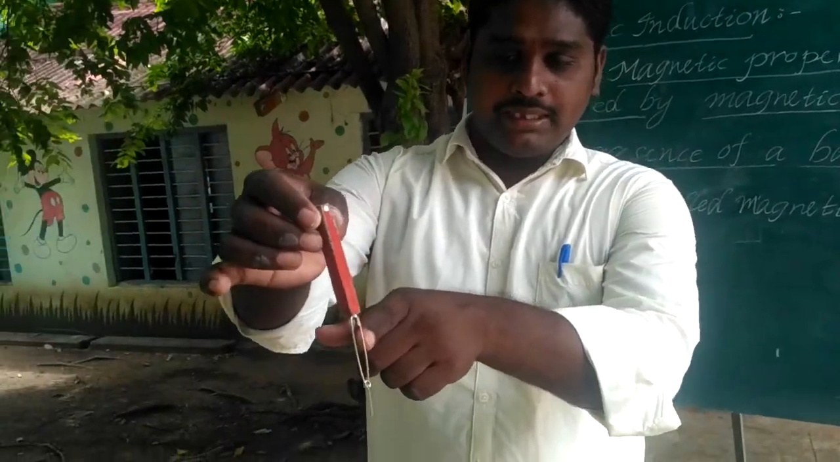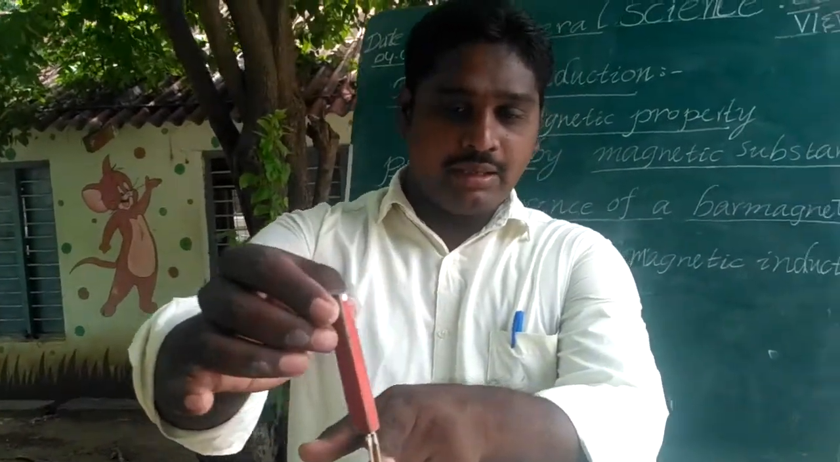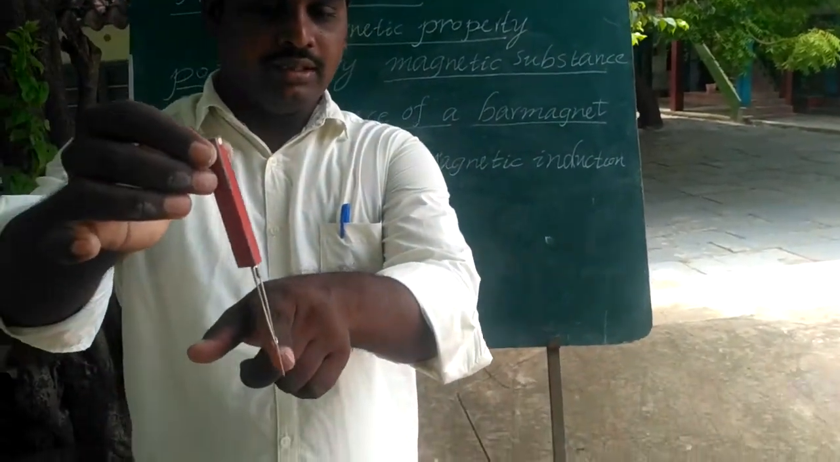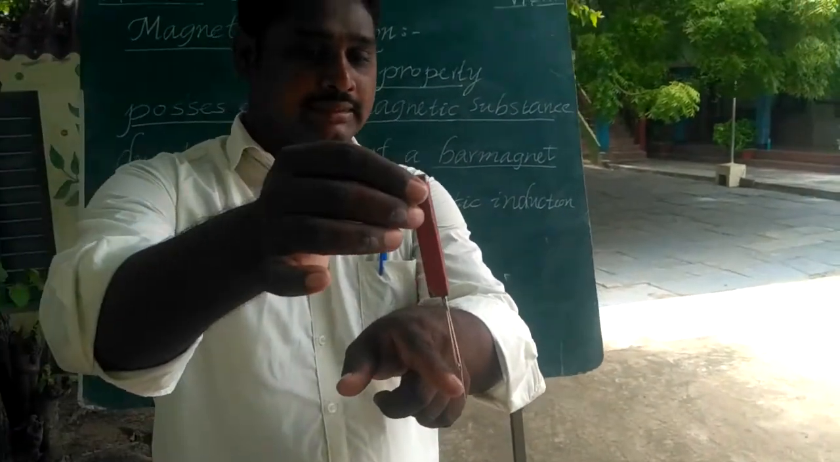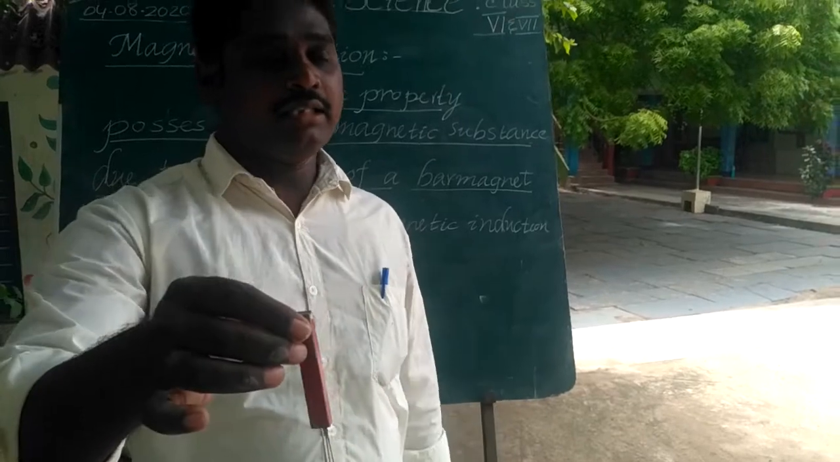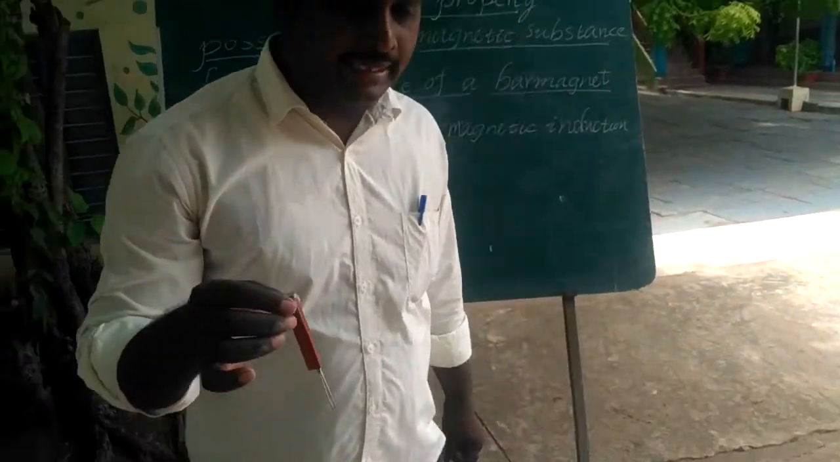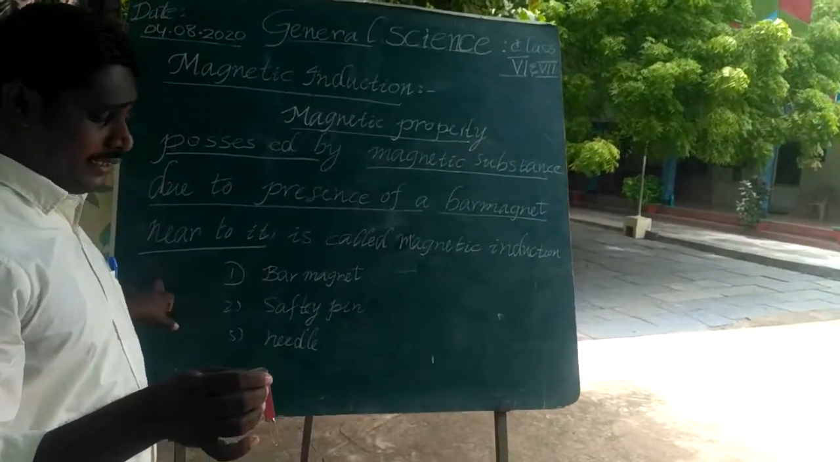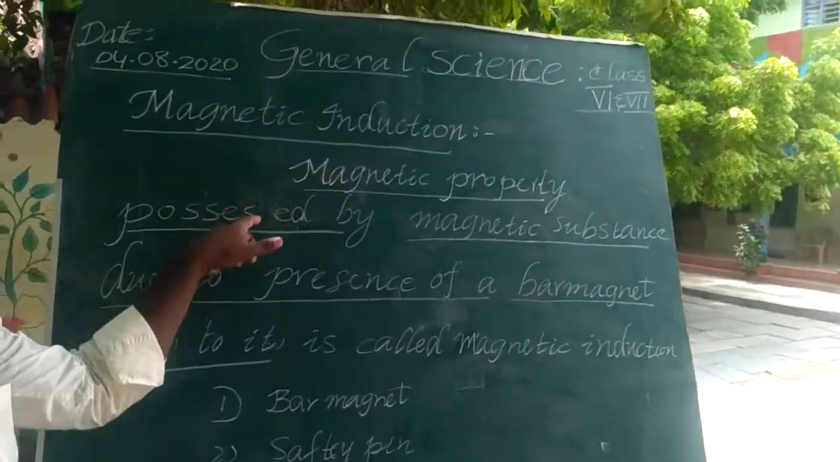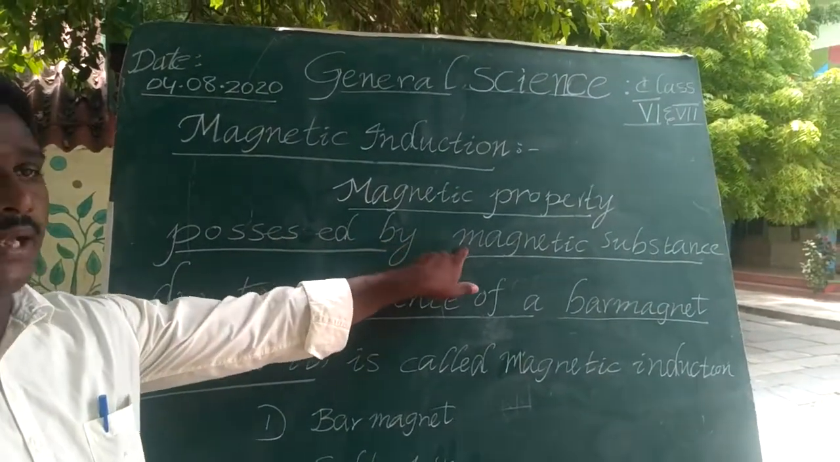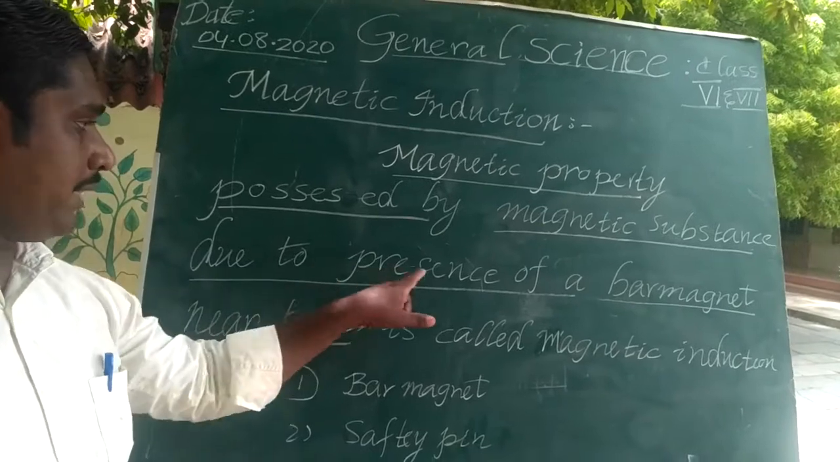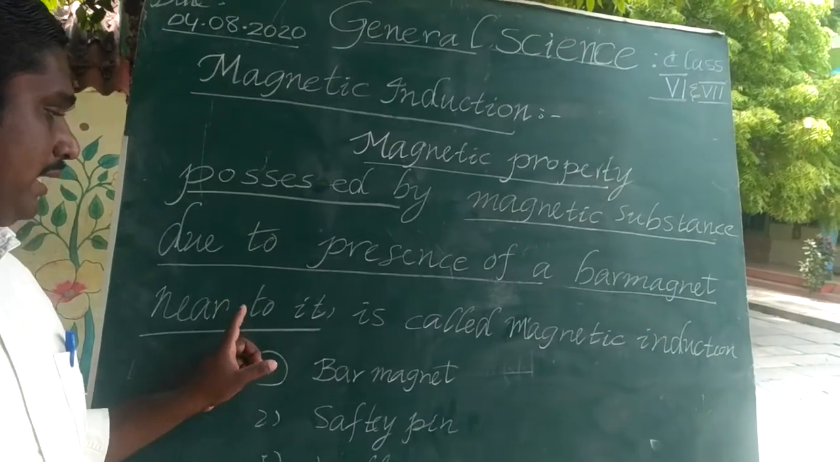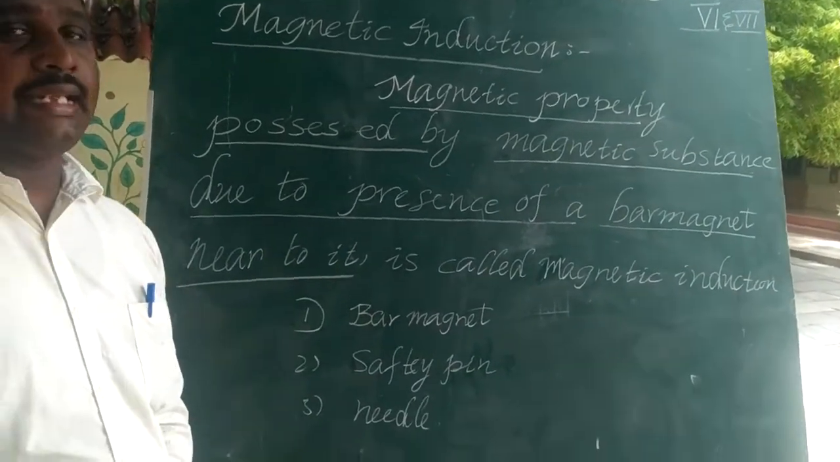Here the safety pin acts as a magnet. The magnetic property is possessed by the safety pin. Okay, students, this is called magnetic induction. Once again, what is the definition of magnetic induction? Magnetic property possessed by a magnetic substance due to the presence of a bar magnet near to it is called magnetic induction.